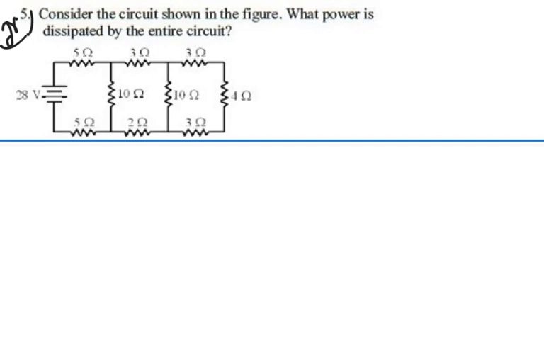If we're thinking power, at least in resistance, that would be either I squared R or V squared divided by R. If we were thinking of power in a battery, that would be the current times the voltage of the battery.